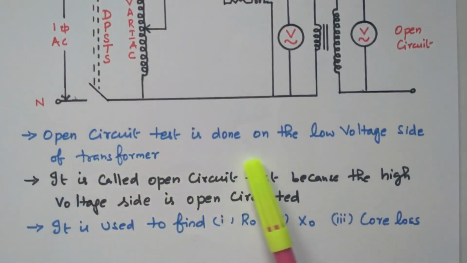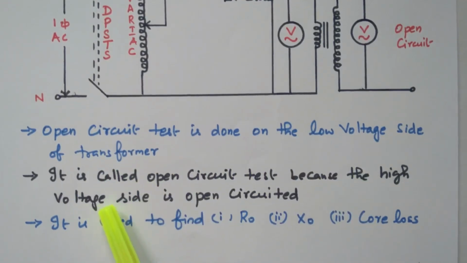The open circuit test is performed on the low voltage side of the transformer. It is called an open circuit test because the high voltage side is kept open. In this test we are going to find R naught, that is the core loss resistance, and the reactance during no load and core loss.